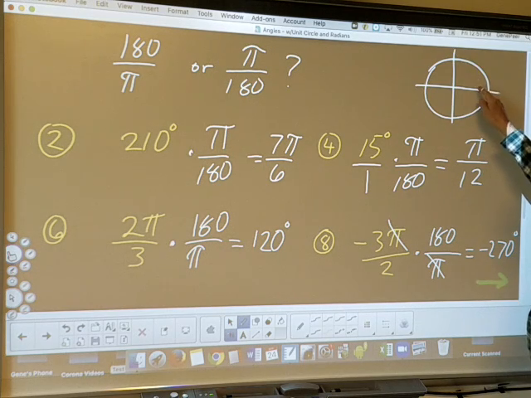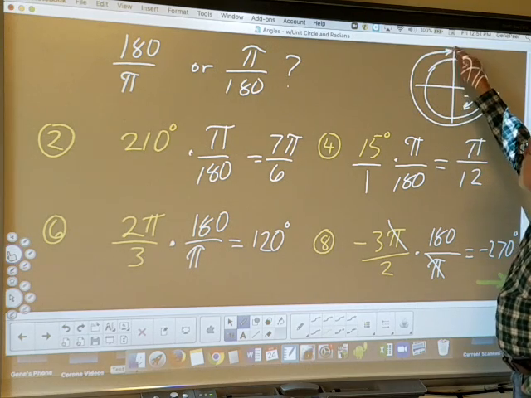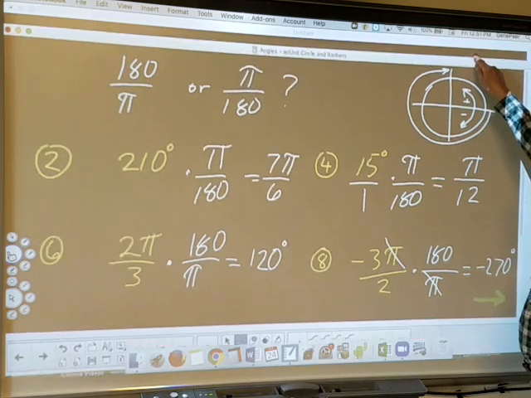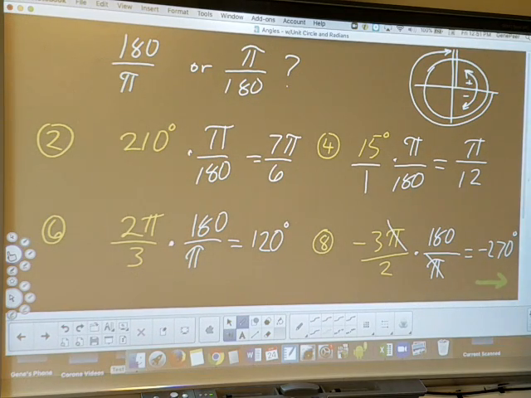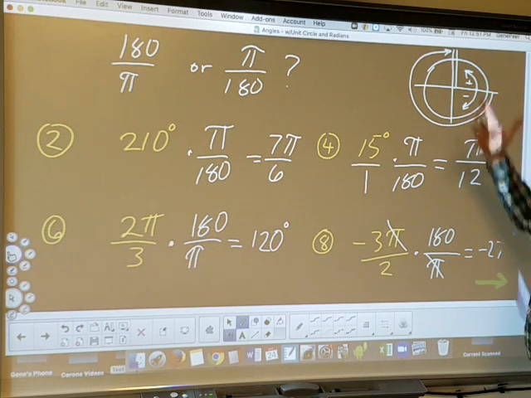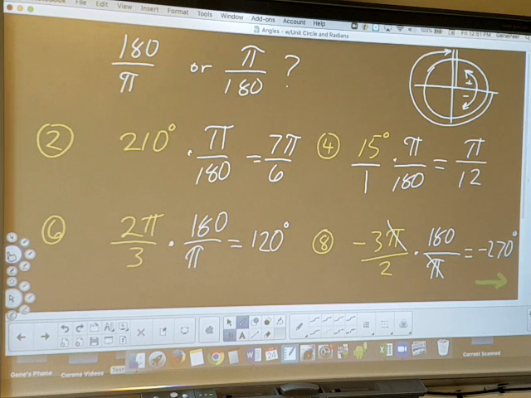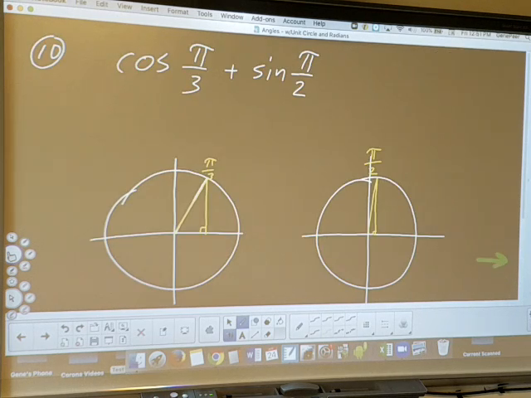Hey, don't forget on the unit circle how to find negative 270. Positive angles go this way. Negative angles go that way. So negative 270 would take you around to here. Whoops, sorry about that. Negative 270 takes you to there. It's the same thing as 90. Negative 270, positive 90.